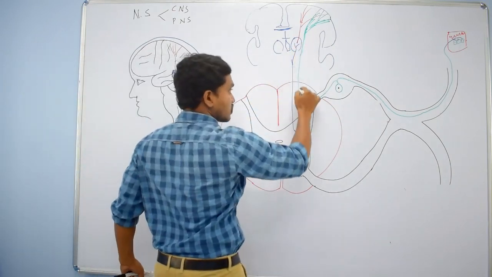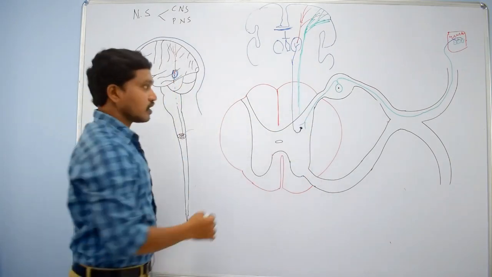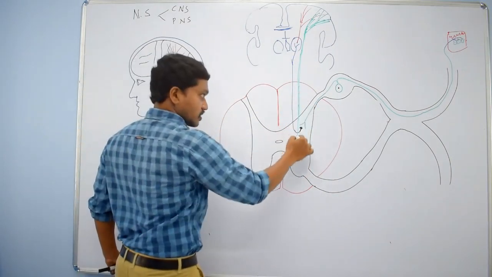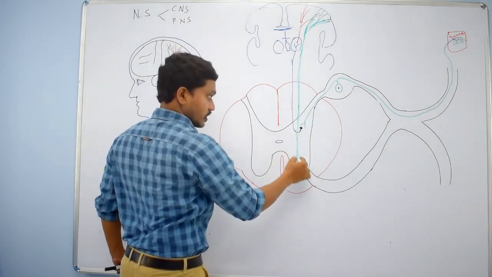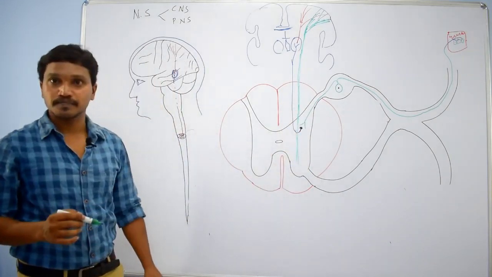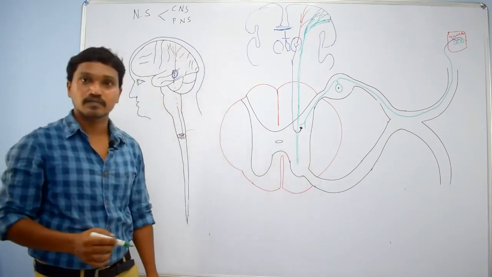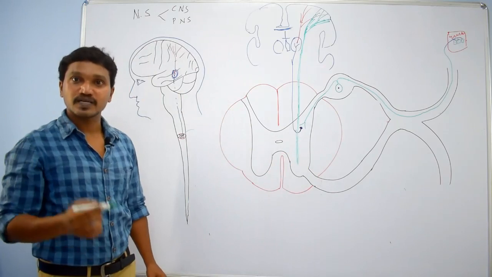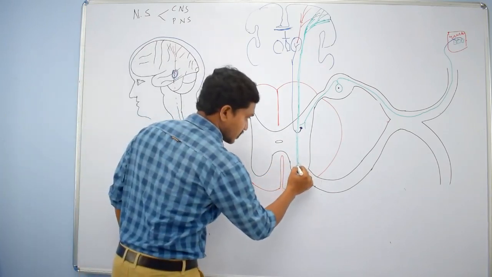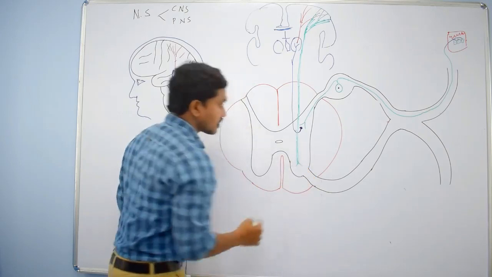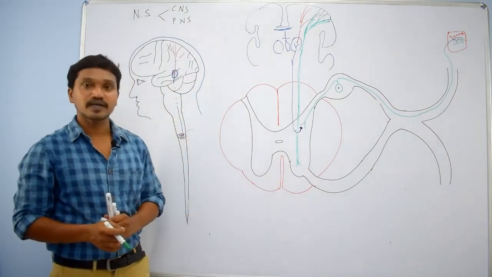Then it enters into the spinal cord. These fibers, actually these are pyramidal tract fibers. I will tell you in the spinal cord. Once they reach here, that means the appropriate segment, they will terminate in the anterior horn.